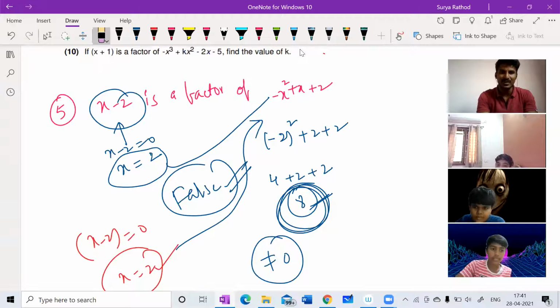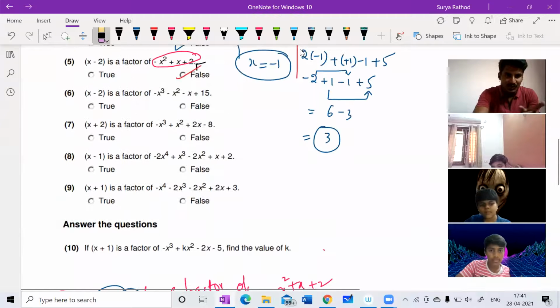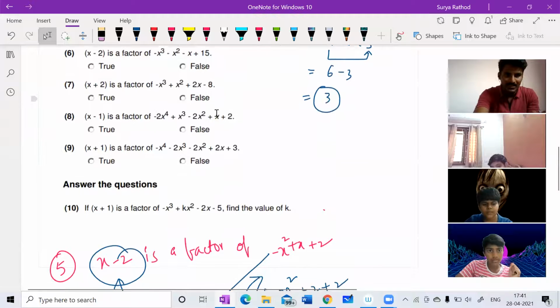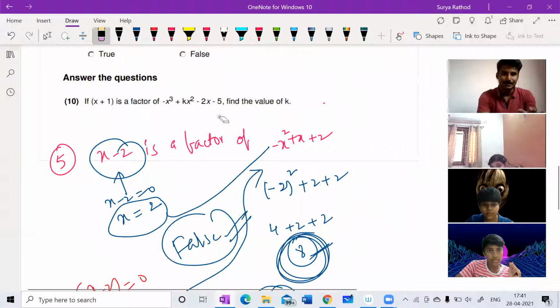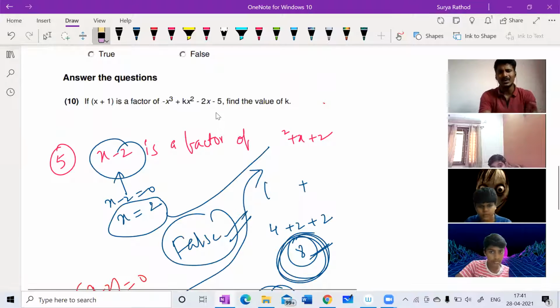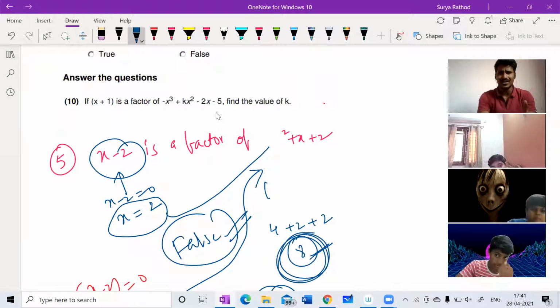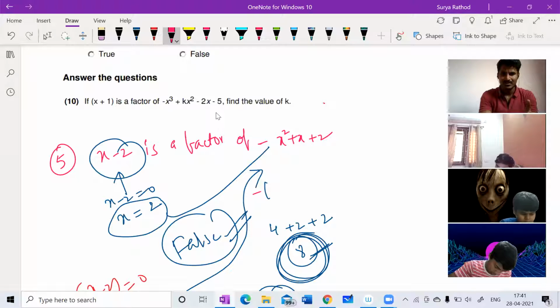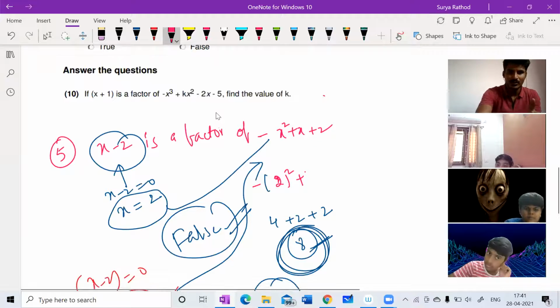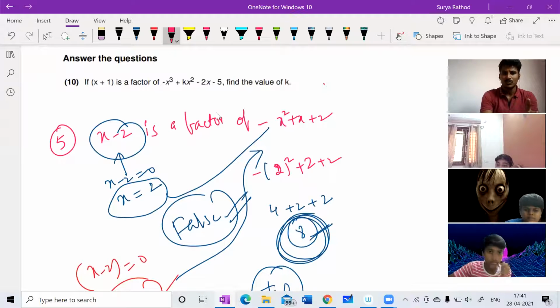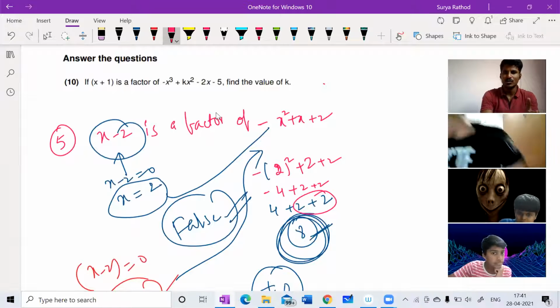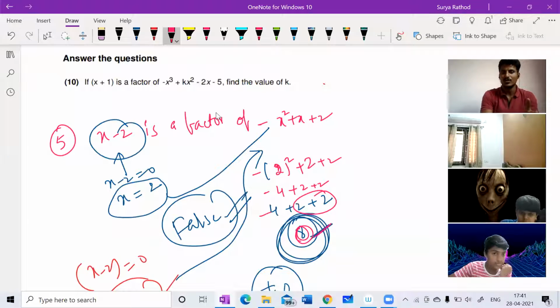Sir, I just cut the question and pasted it over here. The thing is that the minus will be outside only then. You can write both ways. The only thing is whether you are understanding or not. If I write minus outside like this, I'm going to get minus 4 plus 2 plus 2, which is going to give me 0. Then it will be a true statement.